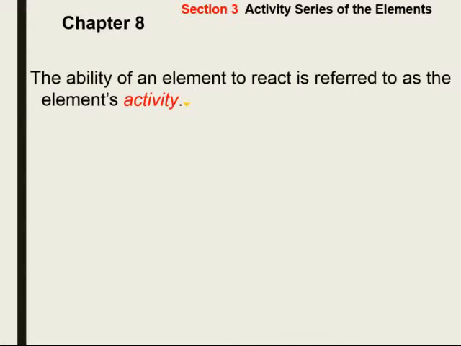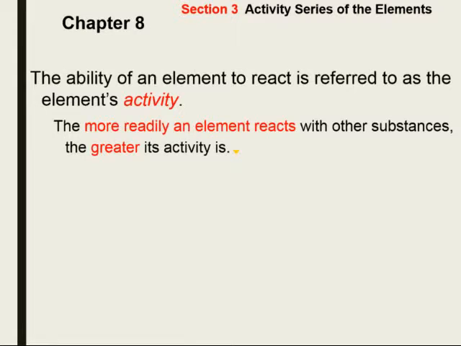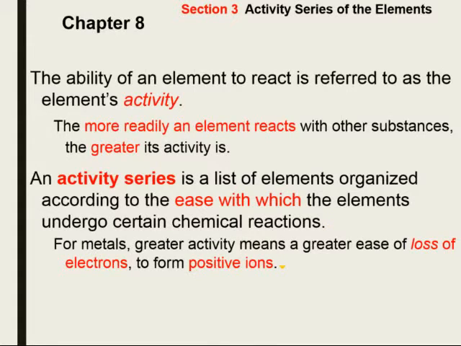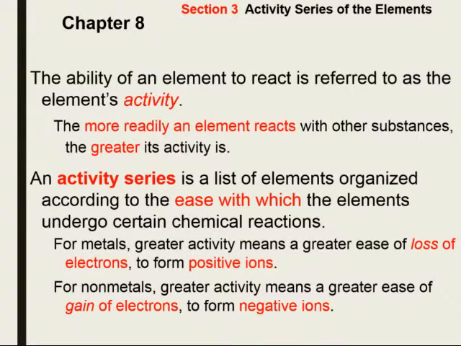The ability of an element to react is referred to as the element's activity. The more readily an element reacts with other substances, the greater its activity is. An activity series is a list of elements organized according to the ease with which the elements undergo certain chemical reactions. For metals, greater activity means a greater ease of loss of electrons to form positive ions, which you've already learned about. But for nonmetals, it's the opposite. Greater activity means a greater ease of gaining electrons to form negative ions.